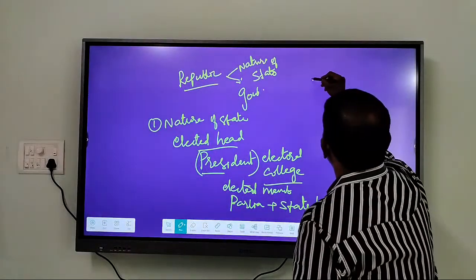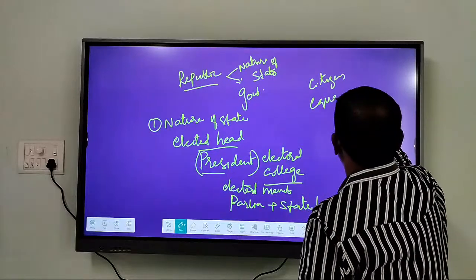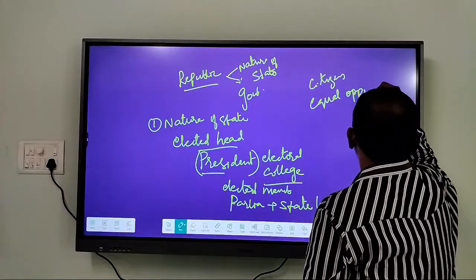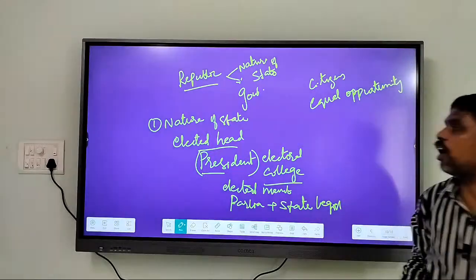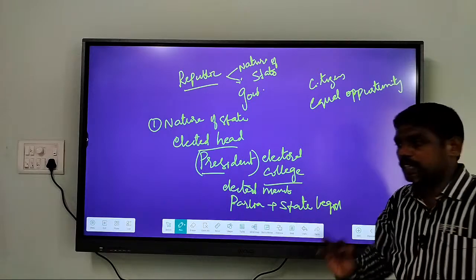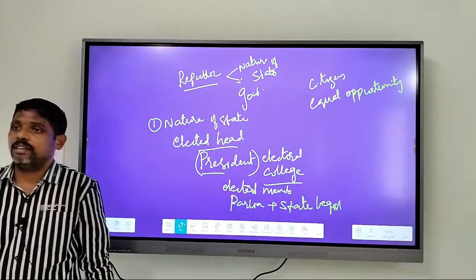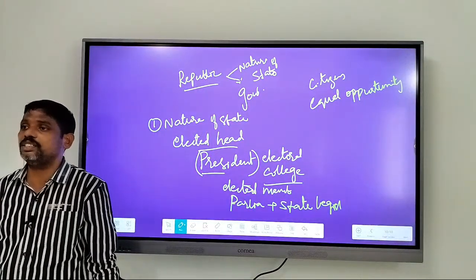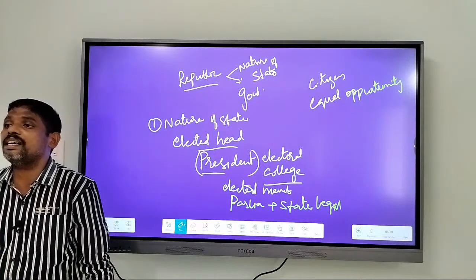has equal opportunity in getting elected as President of India. So there is no discrimination. This office is open to all, right? Irrespective of caste, creed, gender, right? Who is the first woman President of India?